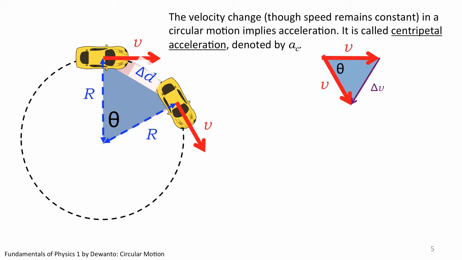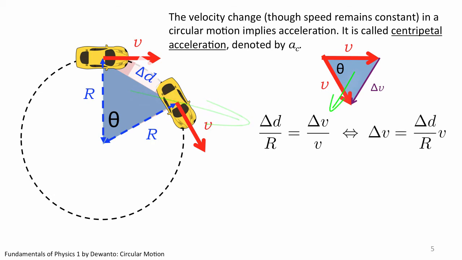These so-called geometrical properties will be useful in deriving the equation for centripetal acceleration. First of all, because they are similar triangles, the ratio of their sides will be equal. Do note that it is the ratio of the sides which are equal, not the absolute length of the side itself. In other words, delta d over radius from the left triangle is equal to delta v over v from the right triangle, and hence we can express delta v as delta d over radius times speed.